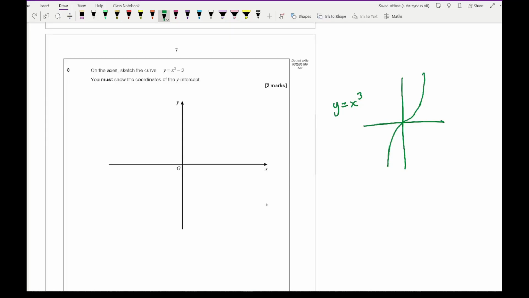Now, if I'm going to subtract 2, then what that's going to do is shift it 2 places. So this crosses the origin for y equals x cubed. So minus 2 is basically going to move the graph down 2 coordinates. So what I'm going to find is at this point here, which is at minus 2, this is where the curve has what we call a point of inflection. So that would be worth your 2 marks. You get 1 mark for the shape and then 1 mark for the correct intersection point of the y-axis at minus 2.